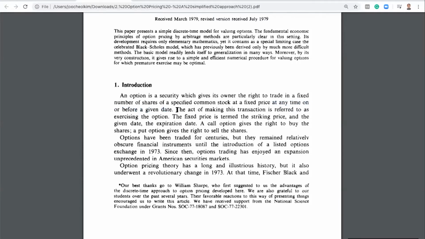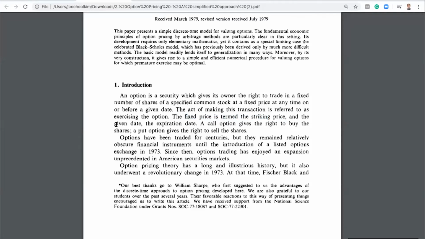The next sentence says the act of making this transaction is referred to as exercising the option. For European options, you can exercise on a given date only. But for American options, you can exercise your option at any time you want once you have one. So that's the difference. The fixed price is termed the striking price. The fixed price is the price that I promised to buy at, or the price that I promised to sell at, and it is called the striking price.